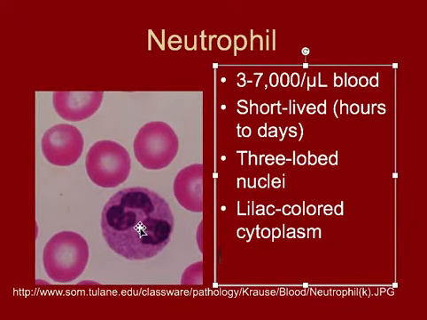And then they have a light cytoplasm. There are lots of granules, and they pick up the dye pretty uniformly. So you can see how it's granular, but they tend to be a light purple, like lilac colored.